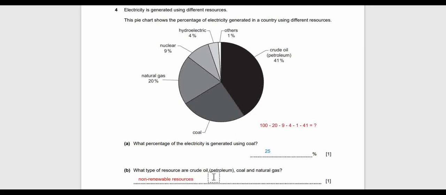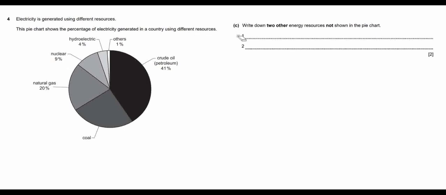Next, question 4C. Write down two other energy resources not shown in the pie chart. 10 seconds. Let's open up the answer.